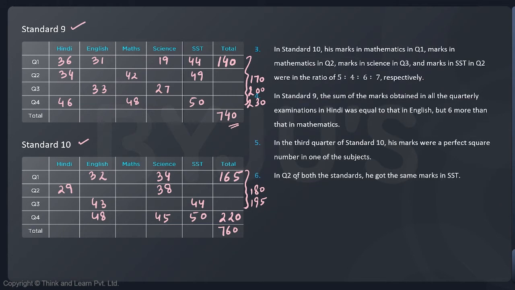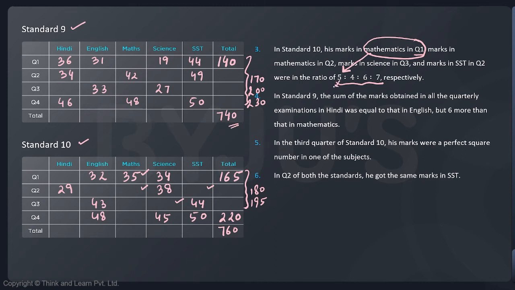Let's move ahead now. Statement number 3. In standard 10, his marks in mathematics in quarter 1, that is this figure, marks in mathematics in quarter 2, that is this figure, marks in science in quarter 3, that is this figure, and marks in SST in quarter 2, that is this figure, they are in a ratio of 5, 4, 6, 7. The point is, marks in mathematics in quarter 1 is a multiple of 5 according to that. And we just saw that in the first quarter, he has got scores like 31, 32, 33, 34, 35. If it has to be a multiple of 5, it has to be 35.